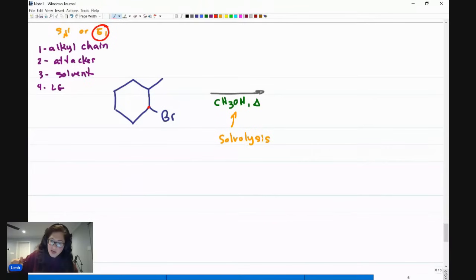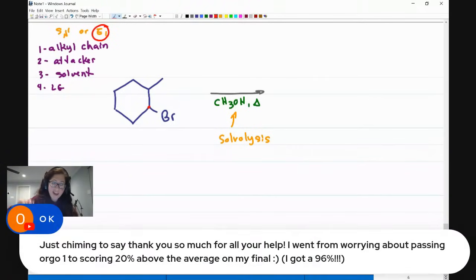Unless you're asked for the mechanism, you don't have time to do the mechanism.